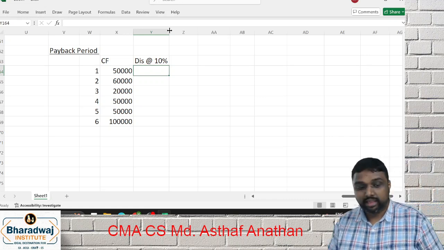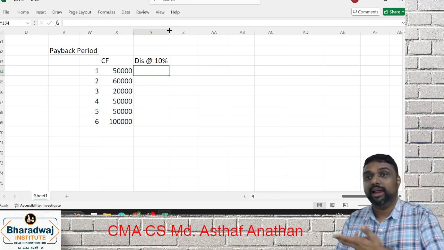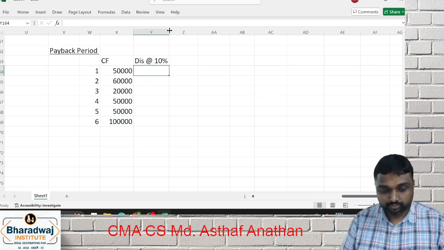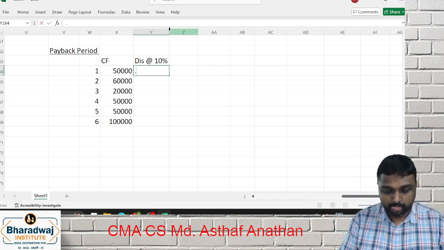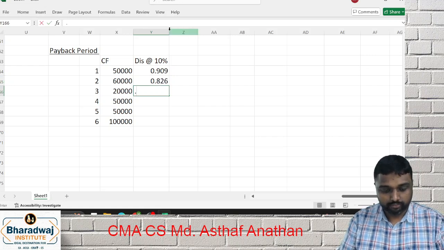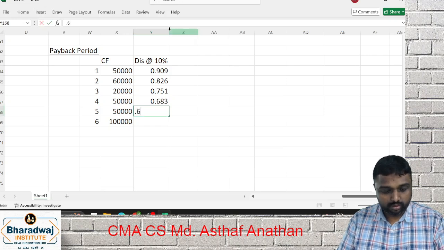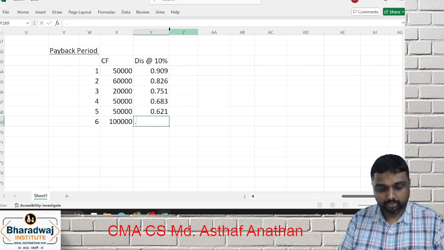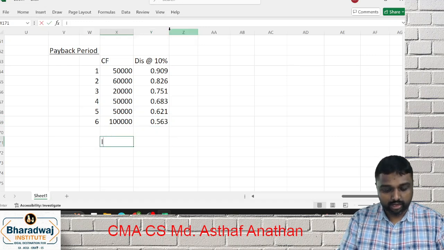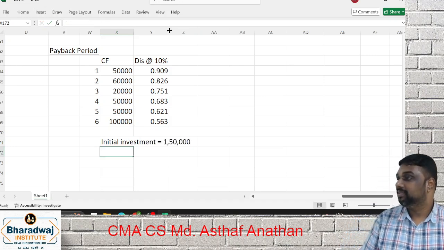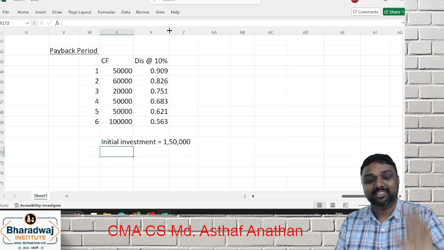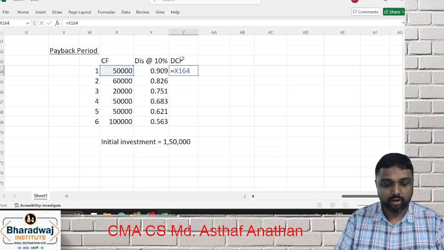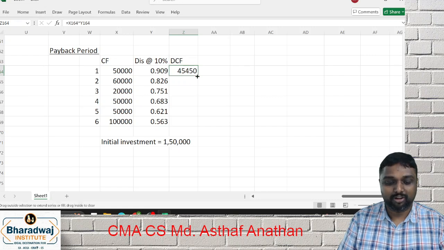In the question, they will give the cash flow. See here, I have taken from year 1. 909, 826. Let's say our initial investment is 1 lakh 50. So for payback, when you are recovering this amount, the first step is discounted cash flow. This discount rate will be given in the question. You don't have to calculate it.